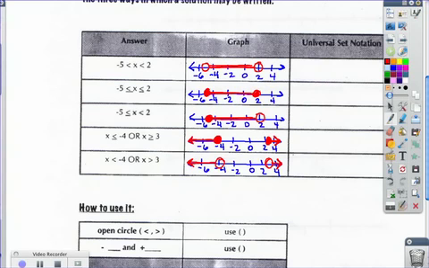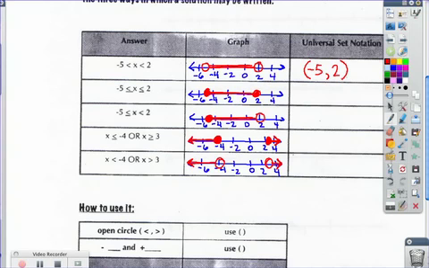While this might look like an ordered pair, it is not. This is actually universal set notation, and you'll see from the next 4 examples that they all look a little bit different. For number 2, it also goes from -5 to 2, but this time both -5 and 2 are included in our solution set. So instead of parentheses, we use square brackets. For number 3, -5 is included, but 2 is not. So I can use one square bracket and one parenthesis.